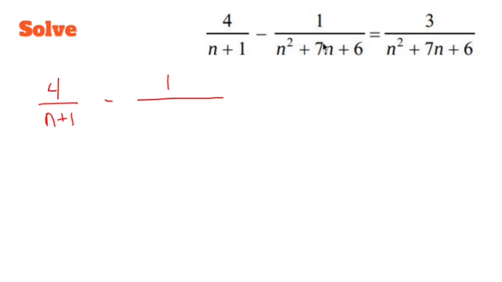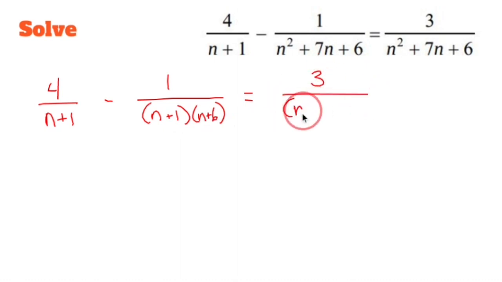I need to come up with two numbers that add up to 7 and multiply out to 6. Well, 1 and 6 should do it. So there's my n plus 1, and there's my n plus 6. That's going to be equal to 3 over the same exact thing, n plus 1 plus n plus 6.